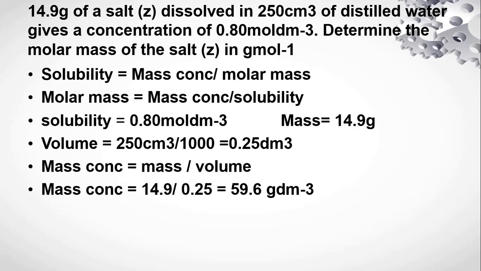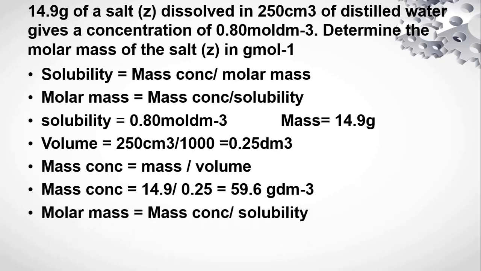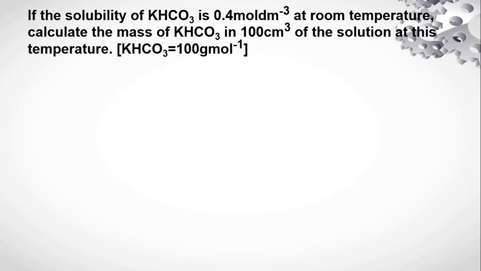Since we now know our mass concentration, we now come back to the formula. Molar mass is equal to mass concentration over solubility, and our mass concentration is 59.6 divided by the solubility in the question, which is in mole per dm cube, that is 0.80, and our final answer is going to be 74.5 gram per mole.